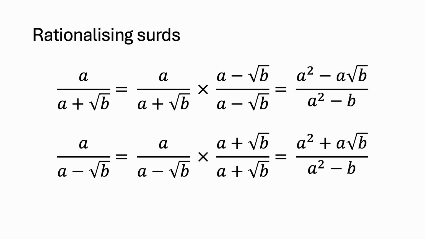Sometimes we may get it in this sort of format here, where our denominator is maybe a plus root b, or our denominator may be a minus root b. However, when we want to rationalise, we rationalise by the opposite sign. So for the one at the top here, we have to times a plus root b by a minus root b, because if we expand out those two brackets, we get a squared minus b, essentially. So let's do an example.